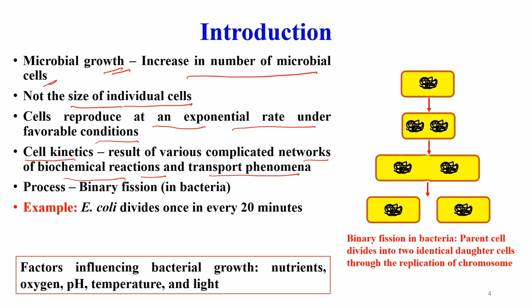Typical process is binary fission. So, you can see here, 1 is divided into 2. For example, E. coli divides once in every 20 minutes.